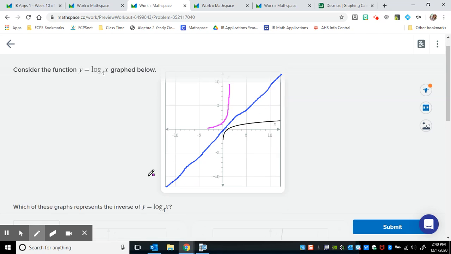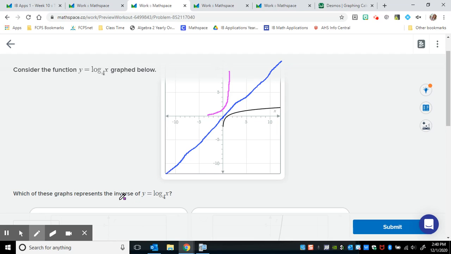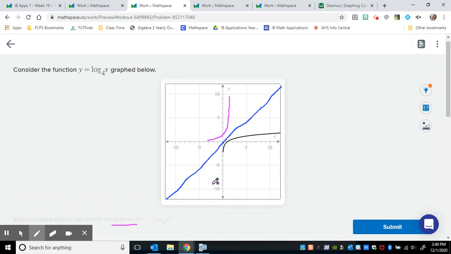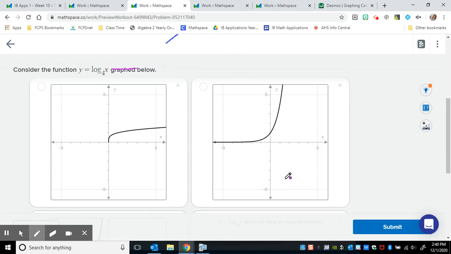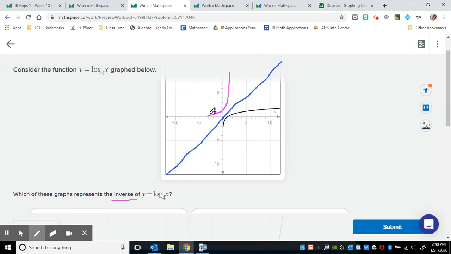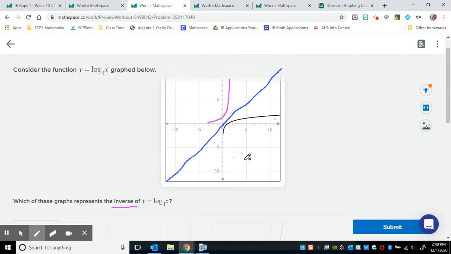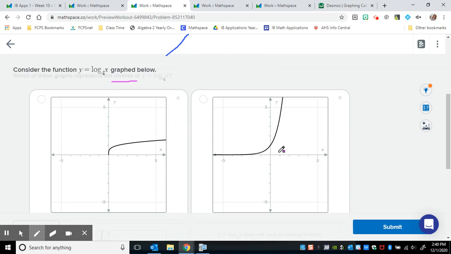So they're asking me for just the inverse. What is that inverse going to look like? So I want to look through my multiple choice options for just my pink graph or something that looks like it. So looking at letter A, no, my graph should increase left to right a little more rapidly than that. That almost looks like my original. Letter B is looking promising.